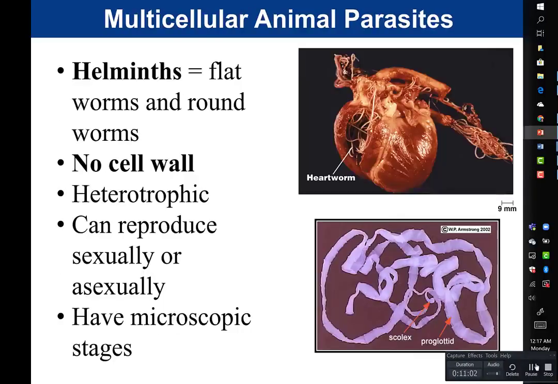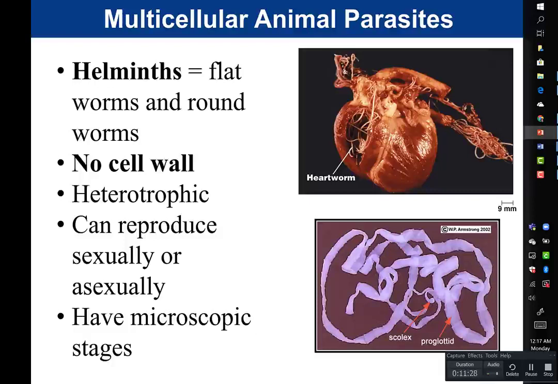And then we get to our multicellular animal parasites. A helminth, for example. A helminth is a worm. We will talk about this a lot in lab. We'll talk about different types of worms, but we have our flatworms, like our tapeworms, for example, that's here at the bottom. We have our roundworms, like heartworm, for example. And so these would be our helminths.